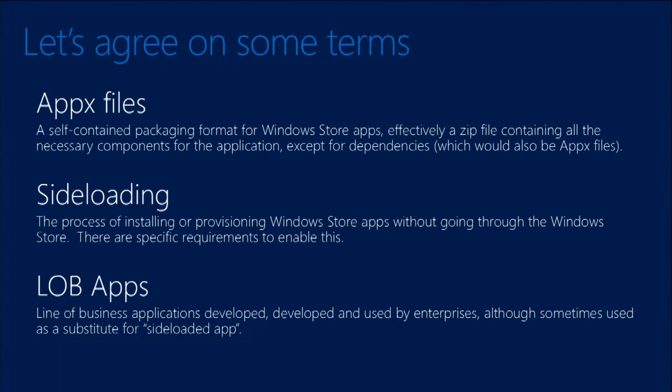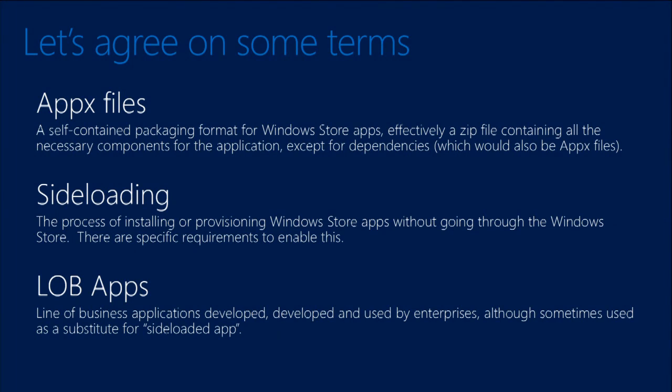The process of sideloading then is any mechanism used to install a Windows Store app through something other than the Windows Store. So how do you get an app onto a machine using something other than the Windows Store? That process is called sideloading. There are some specific requirements to enable this. We'll talk about those more as we get into this.